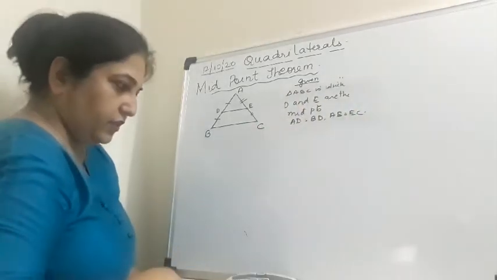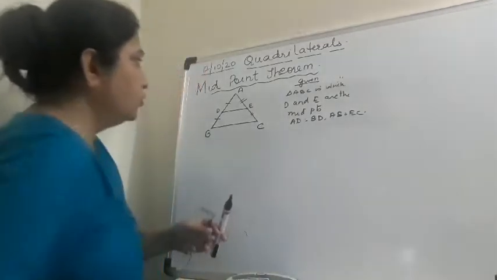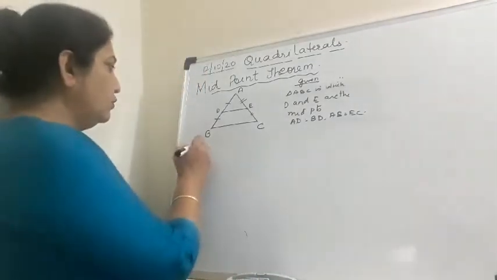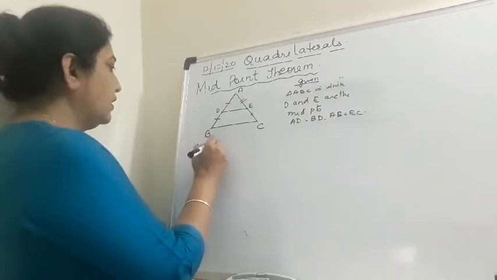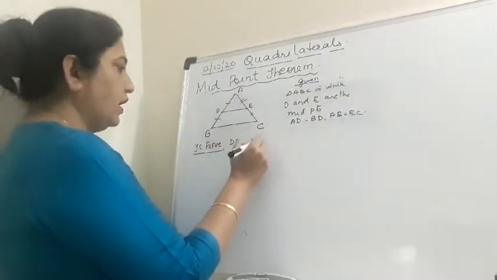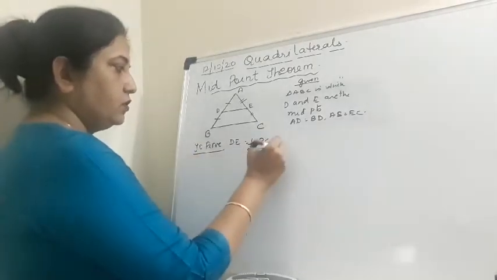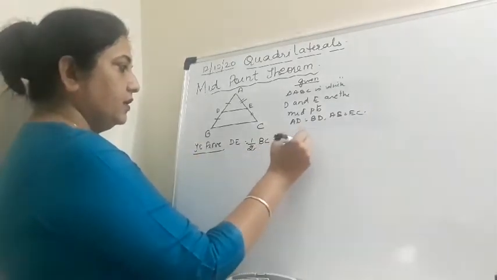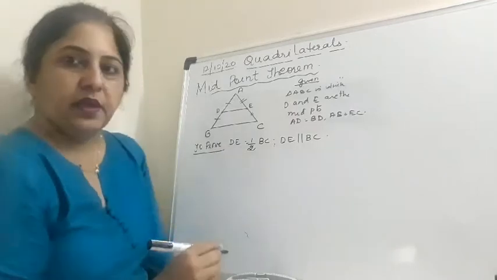Now we have one construction and something to prove. What we have to prove? We have to prove that this line segment DE is equal to half of BC, and we also have to prove that DE is parallel to BC.